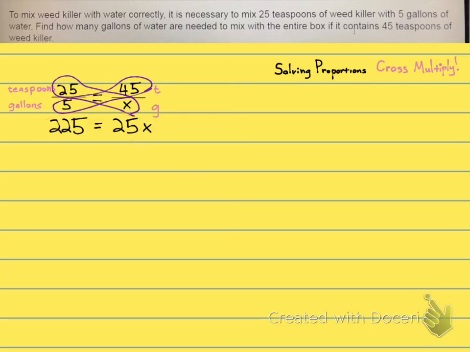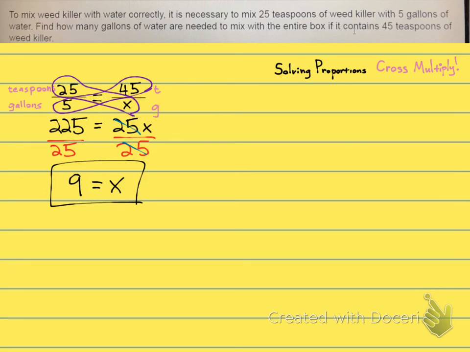Isolate the grumpy x by dividing by 25. So that these two will reduce down to 1. And if I divide the right-hand side by 25, I need to divide the left side of the equal sign by 25. 225 over 25, calculator, gives you 9. And on the right-hand side, it's just x. So x is 9. The answer would be 9 gallons.